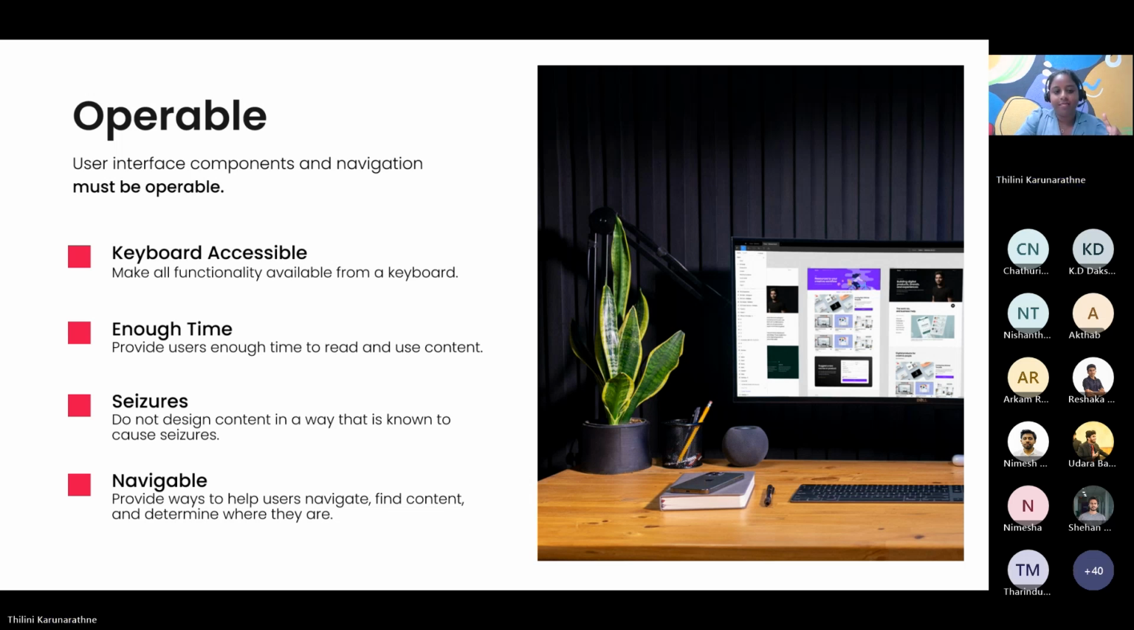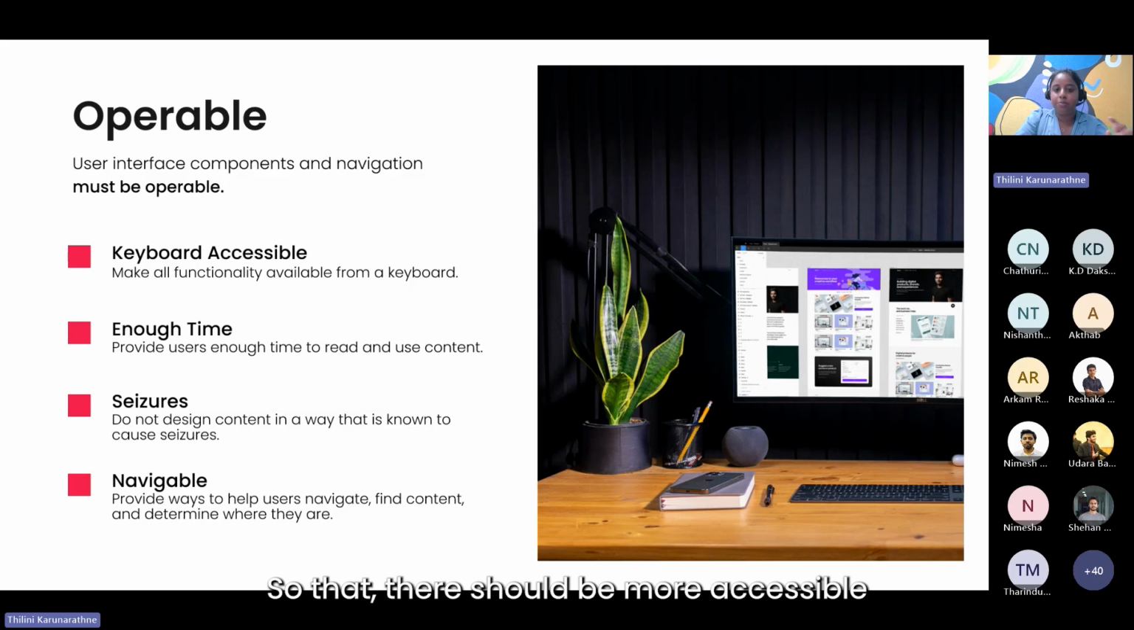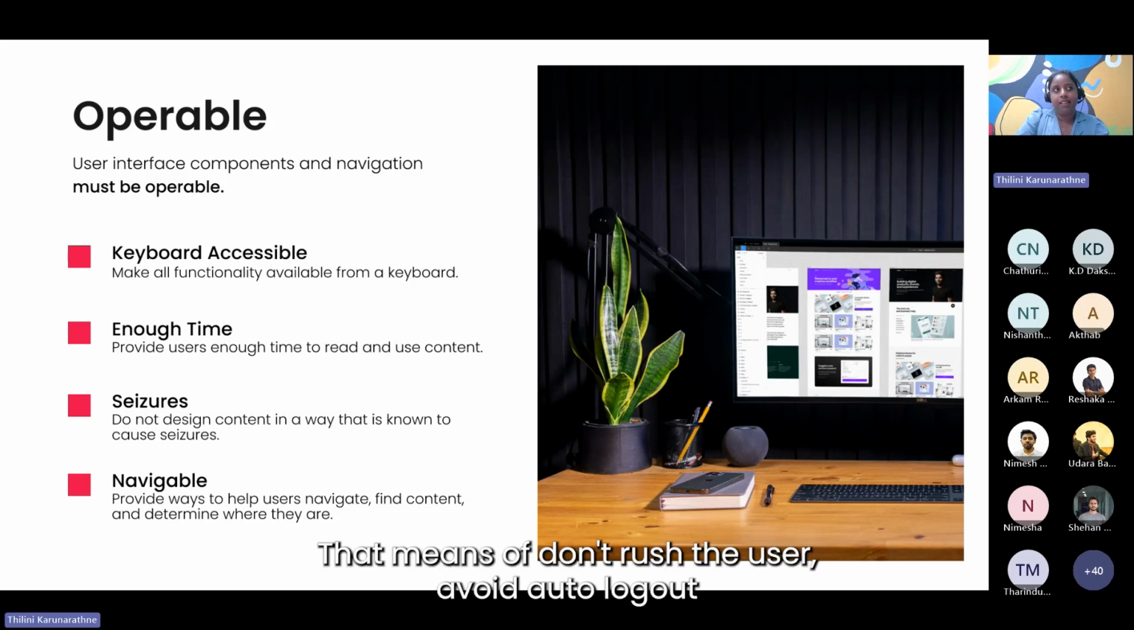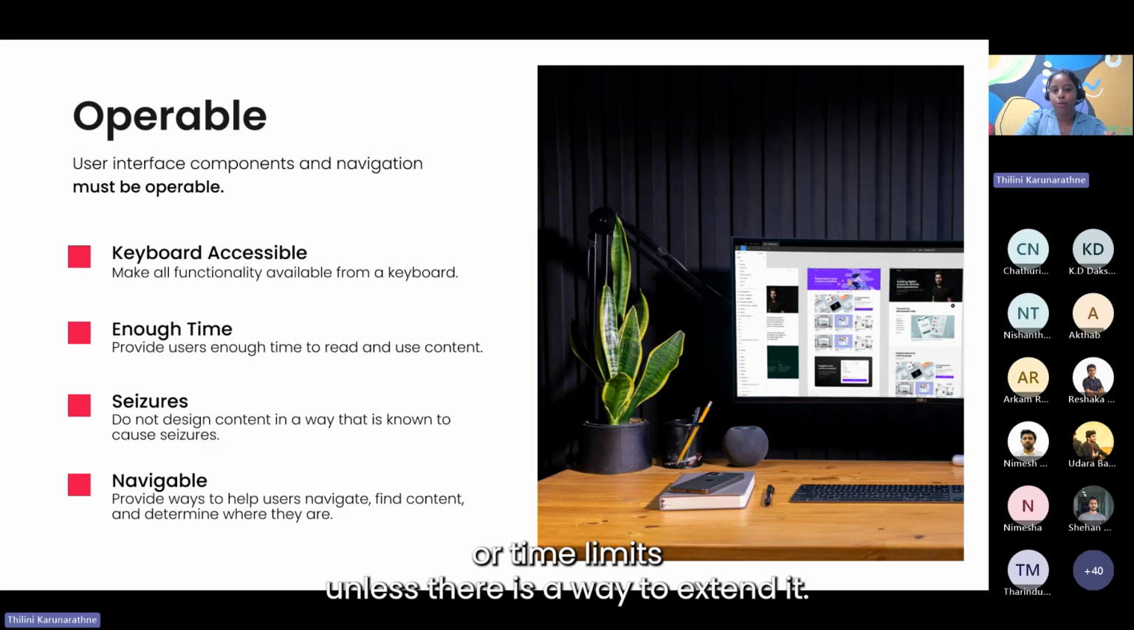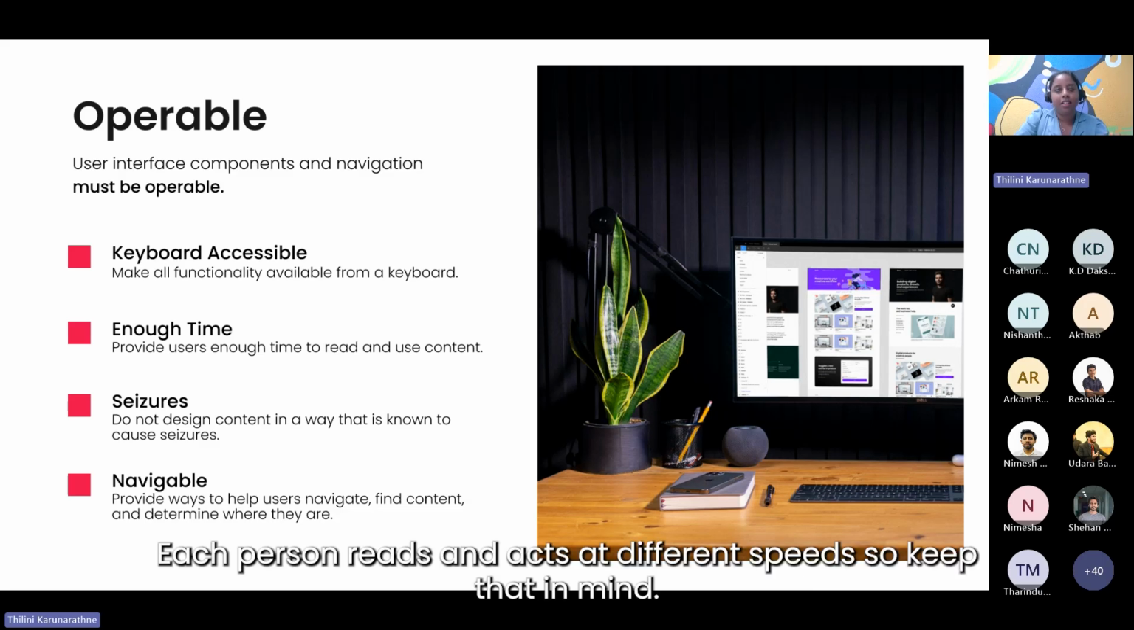So there should be access to any form with keyboard. So next one is enough time. That means don't rush the user. Avoid auto logouts or time limits unless there is a way to extend it. Each person reads and acts at different speeds, so keep that in mind.